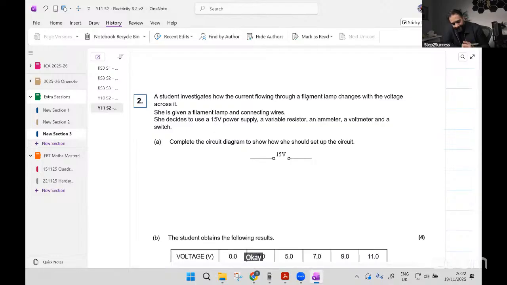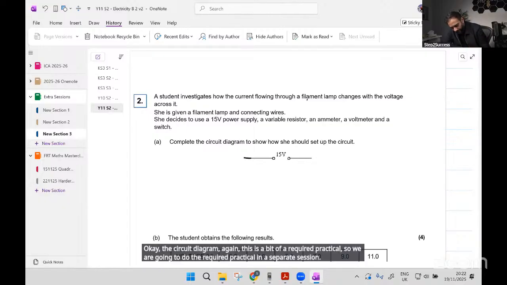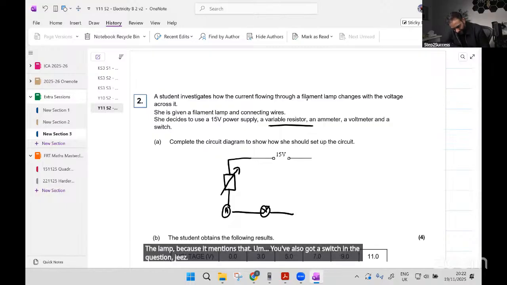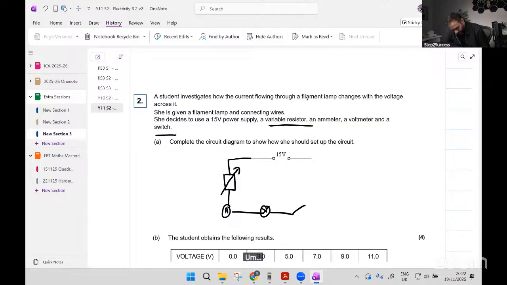Okay, the circuit diagram. Again, this is a required practical, so we are going to do the required practical in a separate session. But what you need here is a variable resistor, which looks like this. You need an ammeter, a lamp, because it mentions that, and a switch. And then you need the voltmeter, but that'll go around the bulb because you're measuring that off the bulb.